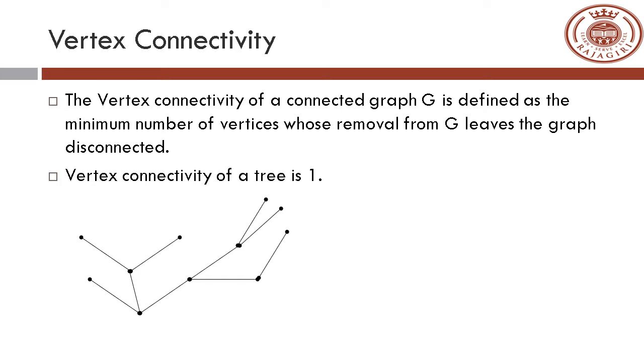First, we can define the vertex connectivity of a graph. The vertex connectivity of a connected graph G is defined as the minimum number of vertices whose removal from G leaves the graph disconnected. Removal of a vertex means we are removing that vertex and all the edges incident to that vertex. See the example. In this tree, if I remove one vertex, the graph is disconnected. Therefore, the vertex connectivity of a tree is 1.